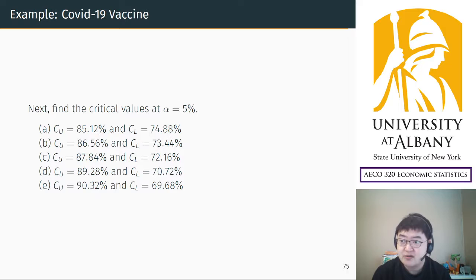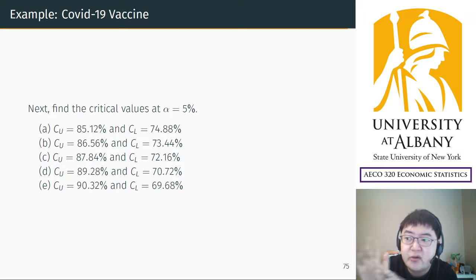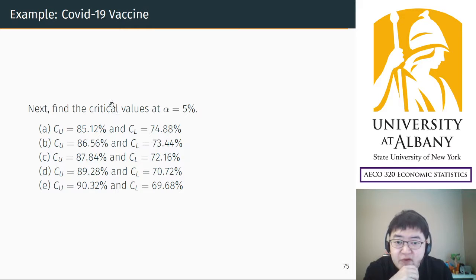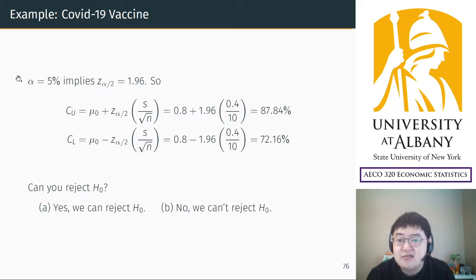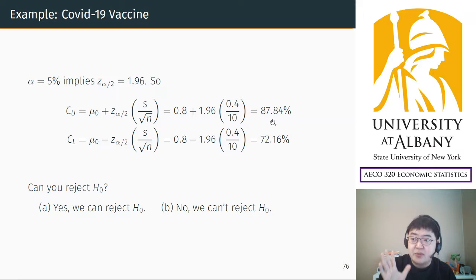Then now find the critical values at 5% now. Again, the idea is the same, formula is the same, except for the standard deviation. And pause the video and do the algebra. 3, 2, 1. First of all, 5% implies z-value of 1.96, like familiar number. So plug in 1.96 here, and the belief is 80%, which is 0.8, standard deviation 0.4, and square root n is 10. So easy, right? So this shows that you believe that the probability is 80%, but you allow a margin of plus minus 7.84%, right? So that's what it means.